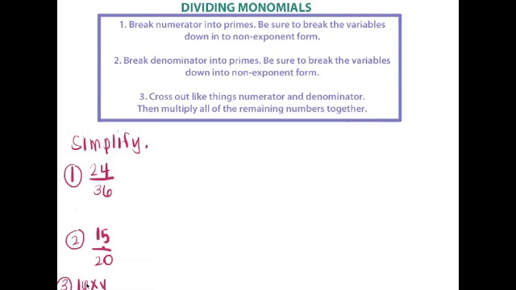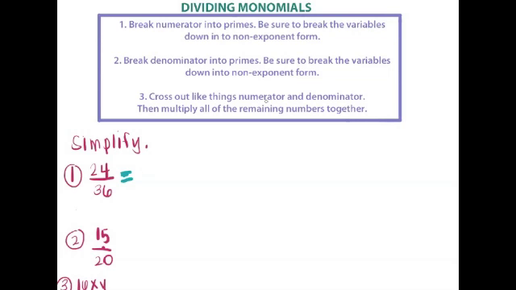Okay, so let's look at number 1. That one is simple. I think you might be able to do that even in your head without going through these steps, but I just want to show you how to do this. It might take a little longer, but it's prepping us to show how to do the more complex ones. So let's go through the steps that I gave you. 24 over 36. Let's break 24 into primes.